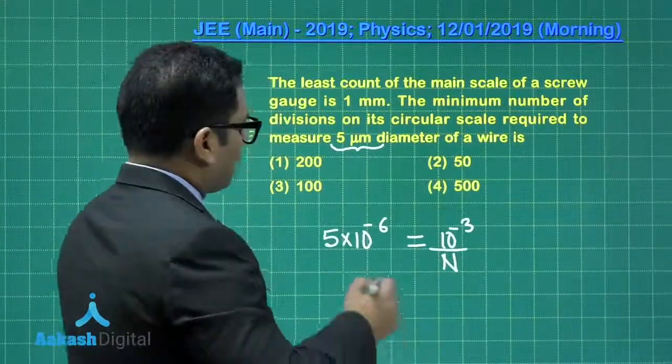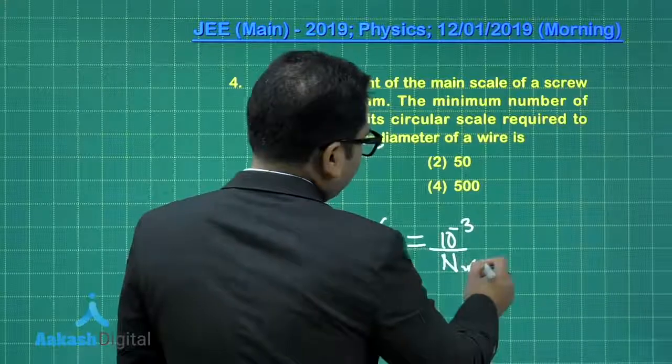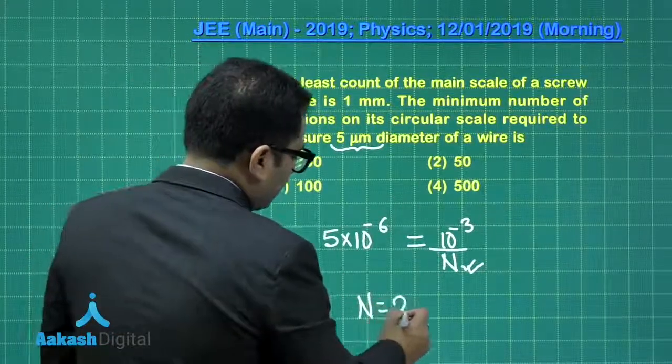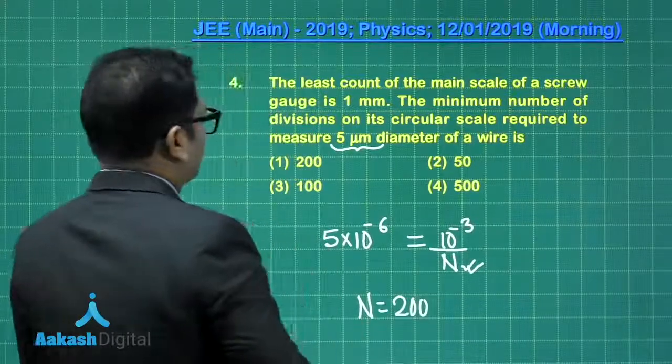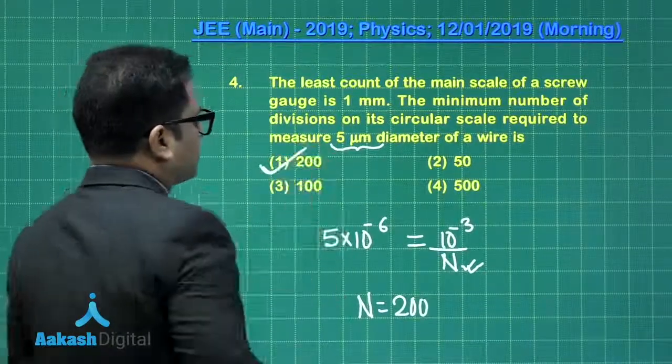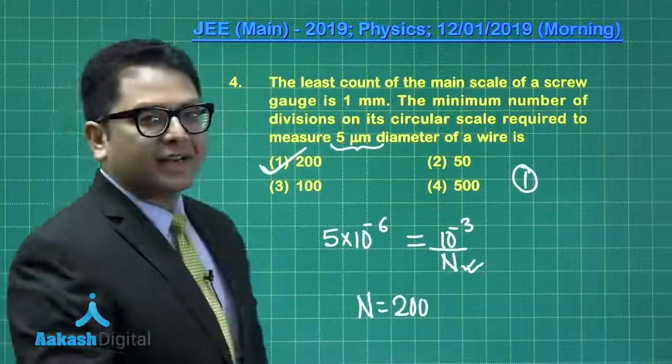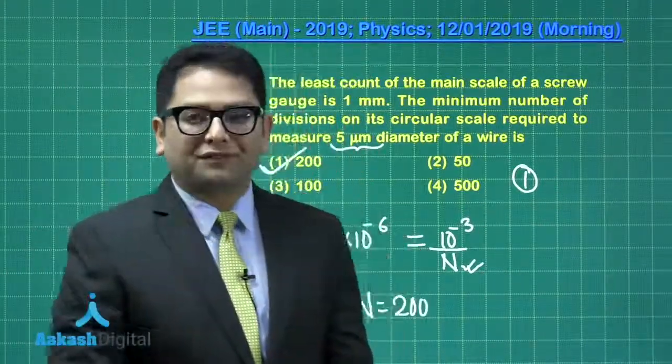And here we are supposed to calculate the value of n. It is very straightforward. On solving, n will be equal to 200. So for question number 4, the first option comes out to be the correct one. Fine then, now it's time we move to the 5th question.